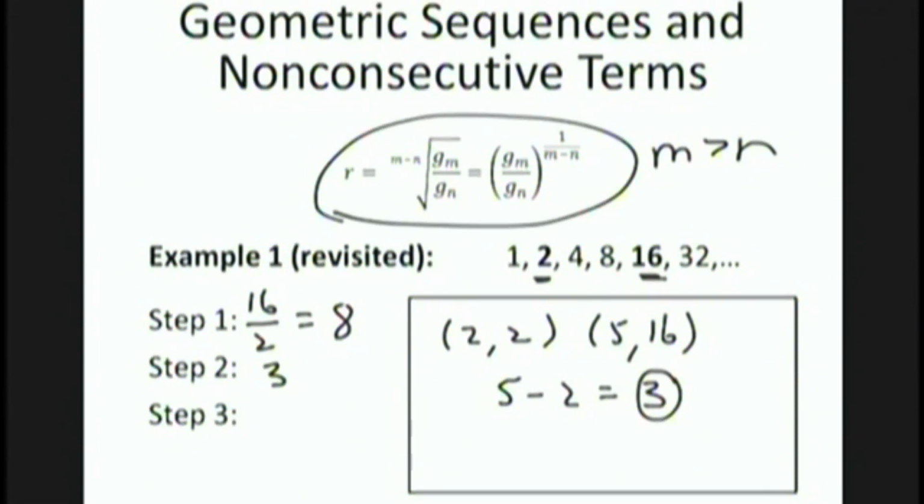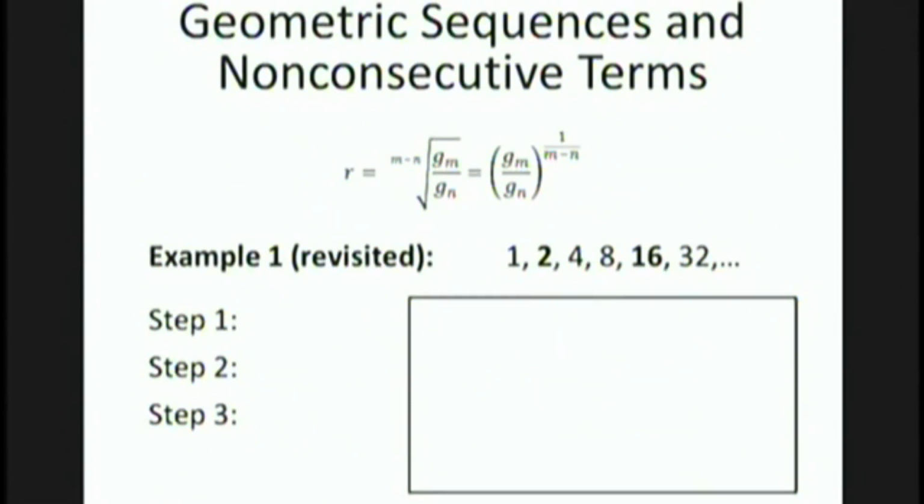Now that number gives you the appropriate root to take from the number found in the first step. In other words, we're going to now take the cube root of 8 to get that the common ratio is 2.